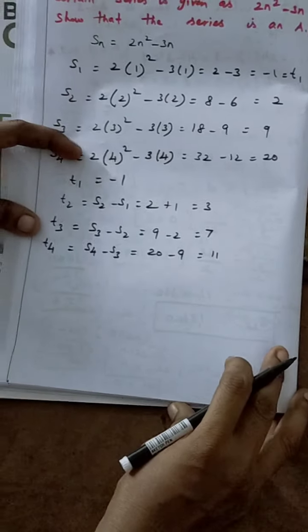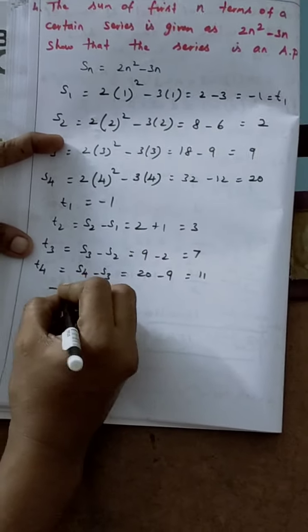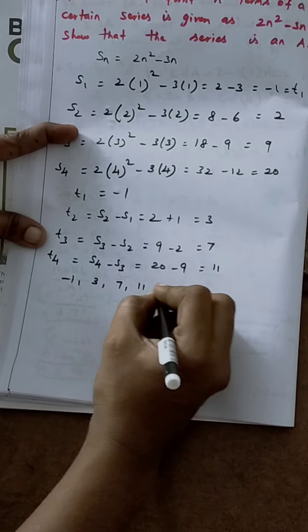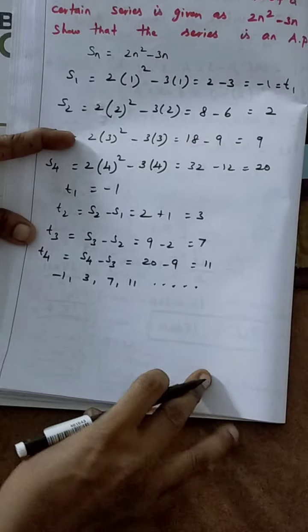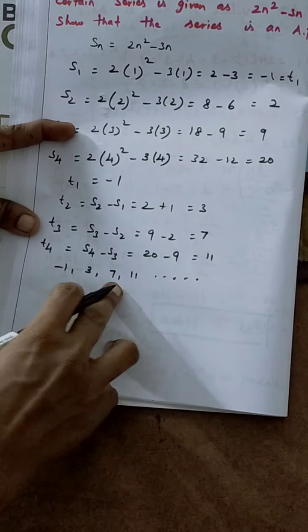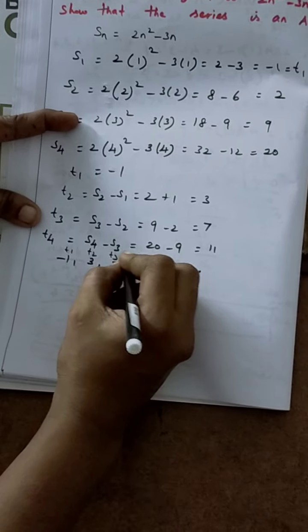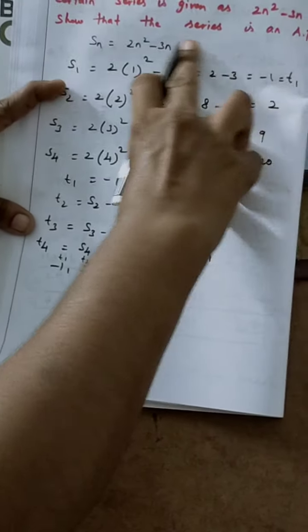So write down the series. First term minus 1, second term 3, 7, 11 up to etc. So the term is T1, T2, T3, T4. Mention the sequence T1, T2, T3, T4. So what is the question given? Show that the series is an AP.